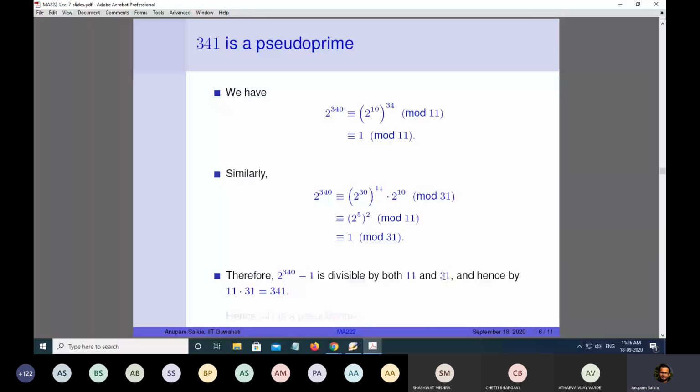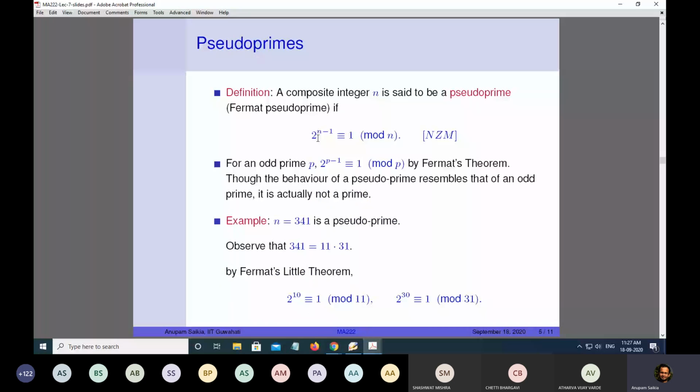Had it been 11 and 11 squared, then you could not say that it will be divisible by 11 cubed. 11 squared itself is an example: it is divisible by 11 and by 11 squared, but not by 11 times 11 squared. But the important thing is that these are coprime, so this will always be true. So it's a pseudoprime. Here only 2 was involved, so sometimes the terminology is Fermat pseudoprime, and some people say pseudoprime to the base 2, because it is 2 that we are exponentiating.